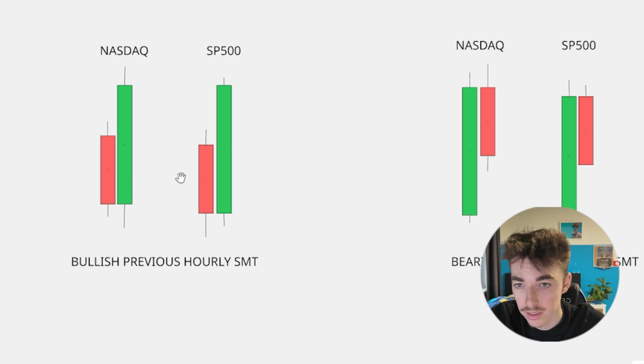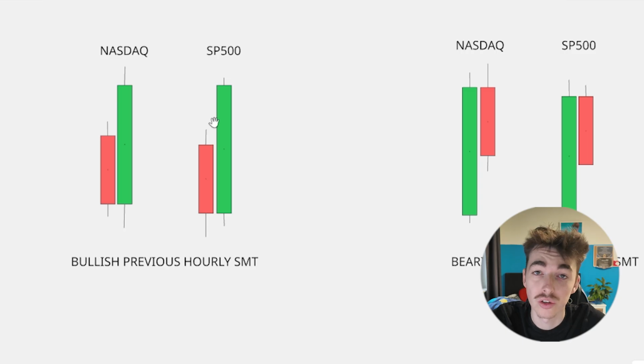Why? As you can see, this is Nasdaq, this is the S&P 500. On the 1 hour time frame, this is Nasdaq's previous hourly candle. We broke below it with the next candle. On S&P 500 we did not break below it, so we have an SMT with these lows. We have a bullish SMT. After this we will be looking for buys.